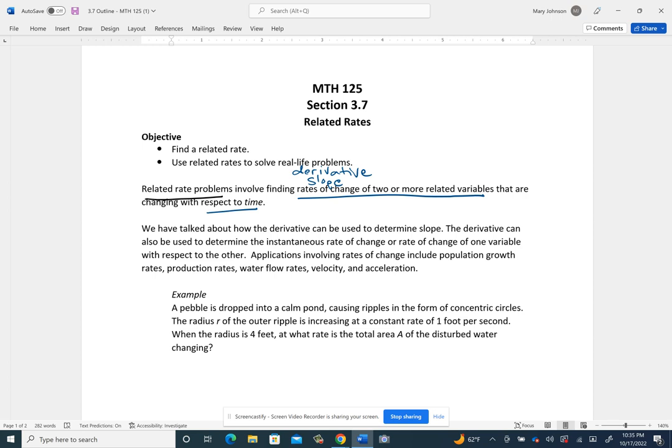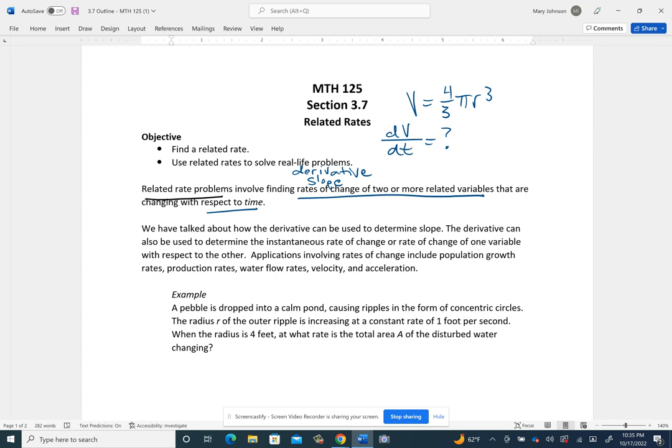Now, the other issue that's going to happen is we're going to be dealing with a situation where we might have, say, a formula like this, maybe V equals 4/3 pi r cubed. That formula is the volume of a sphere given the radius. Allows you to get the volume of the sphere if you know the radius. What related rate problems do is we're going to be asked sometimes to find maybe the rate of change of the volume with respect to time. That would be dV/dt.